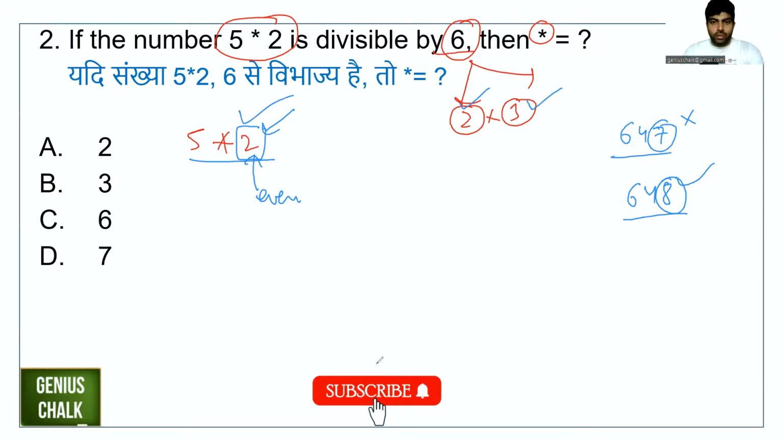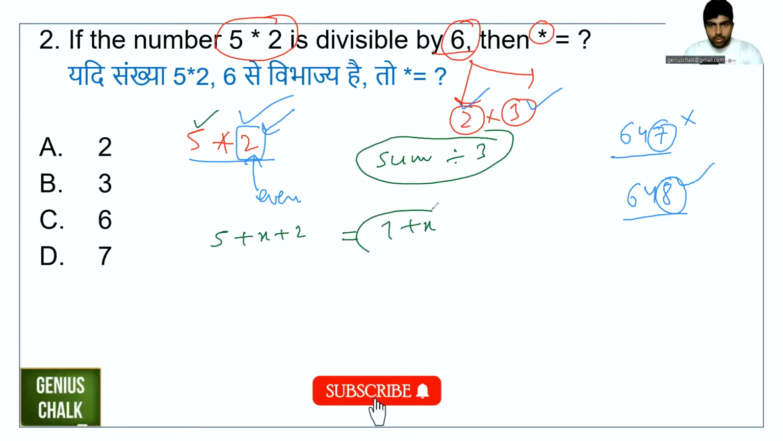I need to check it for 3 now. So for 3, I need the sum of the digits to be divisible by 3. So find the sum of the digits. 5, suppose this is x, plus 2, so this is 7 plus x. Tell me which value you can give to x so that this number is divisible by 3. So obviously it is 2. 7 plus 2 is going to be 9, and 9 is divisible. So what value can I give here as per the options also? It is the second option, right? So this is how we approach this.